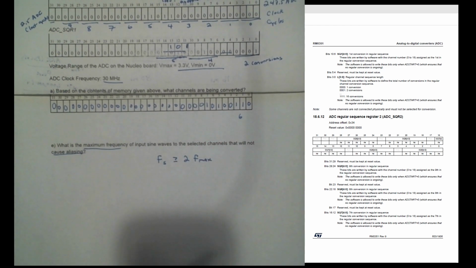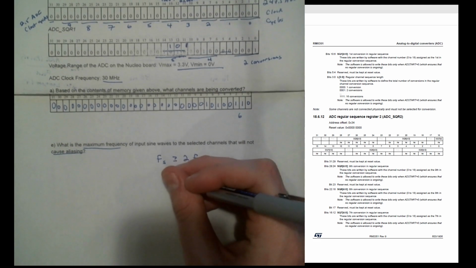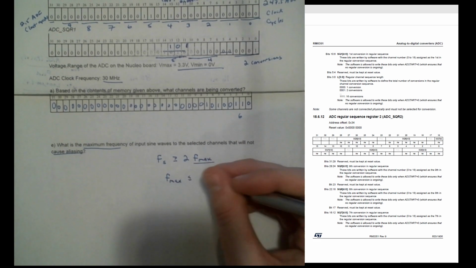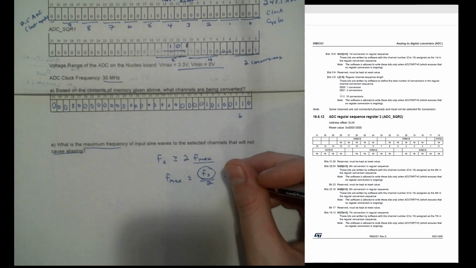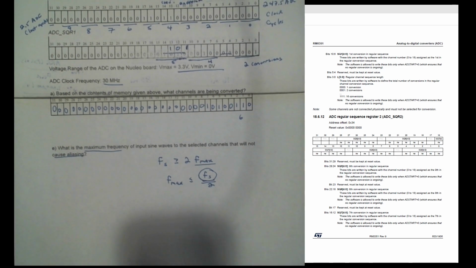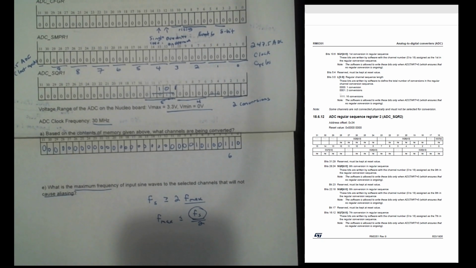And so what we're trying to figure out is this F max, and it's going to be less than Fs divided by 2. So that's what we're trying to find: F max less than or equal to Fs divided by 2. So we're trying to figure out what is the maximum sampling rate that we can get on this device, given the parameters that we've set here.